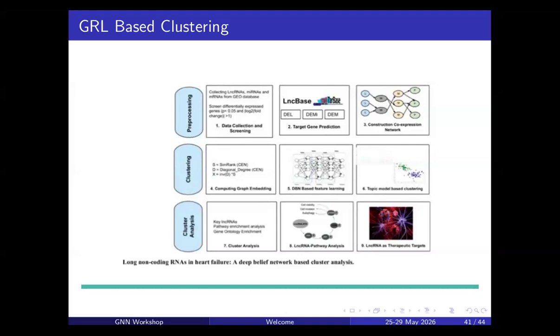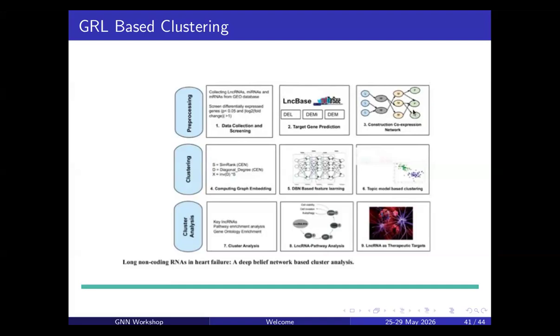So only differentially expressed lncRNA, miRNA, and messenger RNA were taken, and we'll understand their interactions, how different genes are interacting, how lncRNA-gene interaction, miRNA-gene interaction, all this kind of interactions we will take from a publicly available database like LncBase, TarBase, that kind of databases were used to collect this interaction information. And based on this information, we constructed a co-expression network of lncRNA, miRNA, and disease.